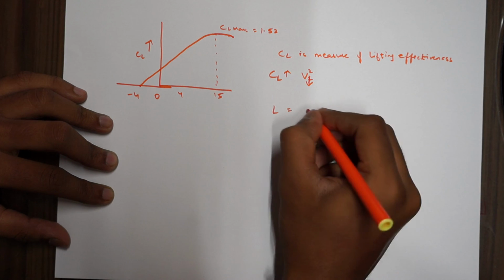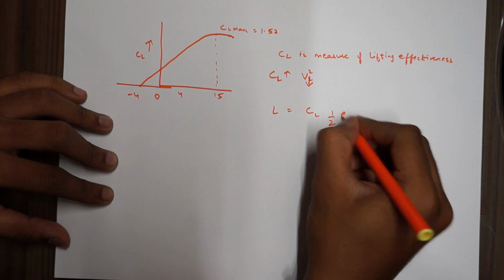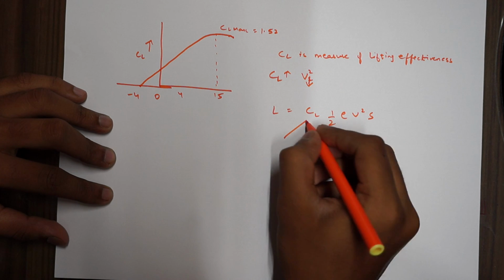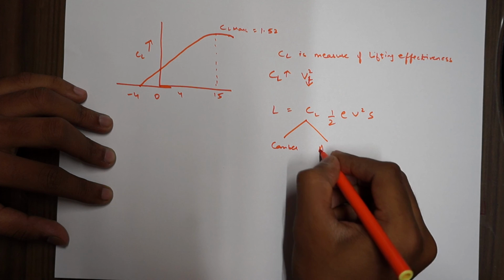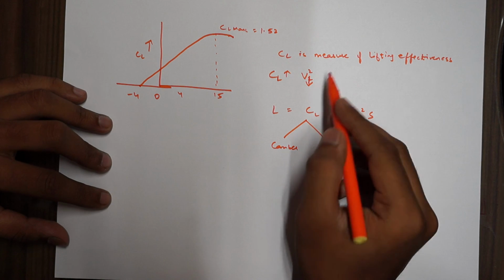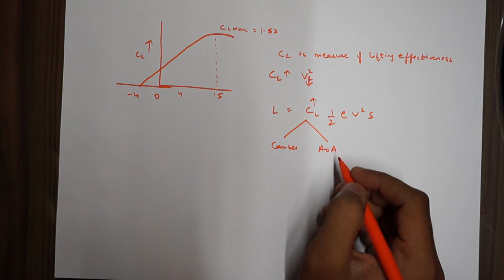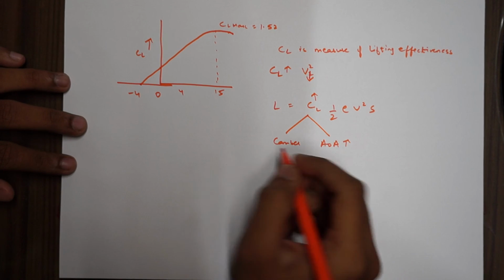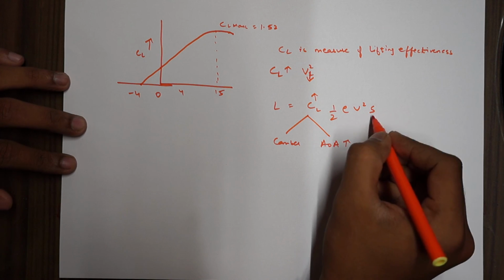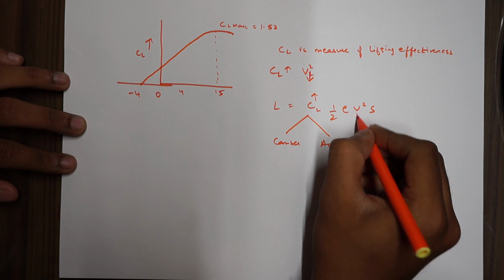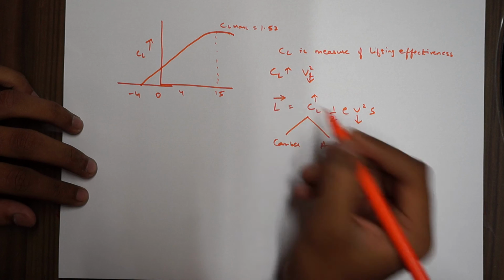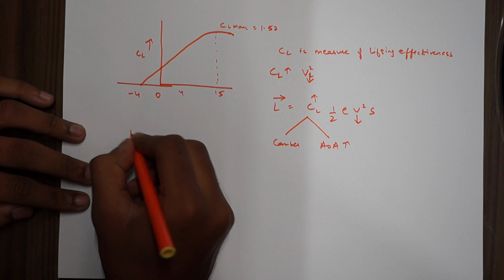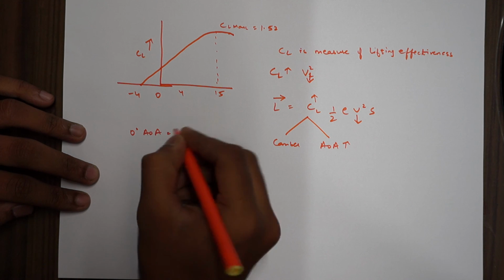For example, let us write the equation: half rho V square S, camber, angle of attack, and CL. If CL is increasing, CL can increase only when you increase the angle of attack, because camber is generally fixed. I mentioned at the start of the video we'll be discussing only without high lift devices. So angle of attack is increasing, your speed will decrease, and this will keep your lift constant. Few points to note down. At 0 degree angle of attack, you have positive CL.